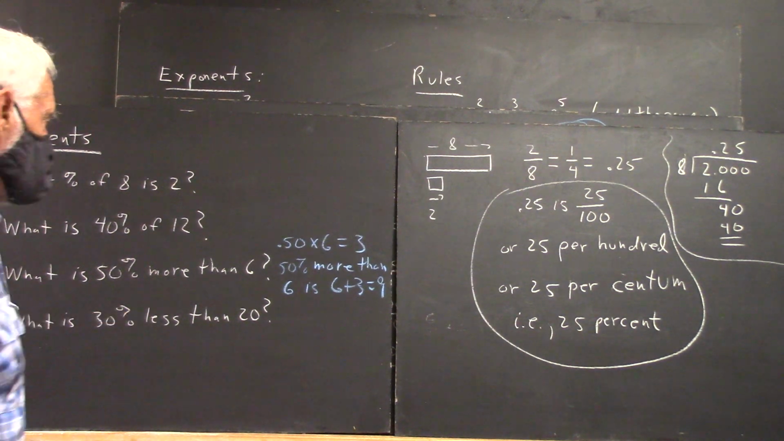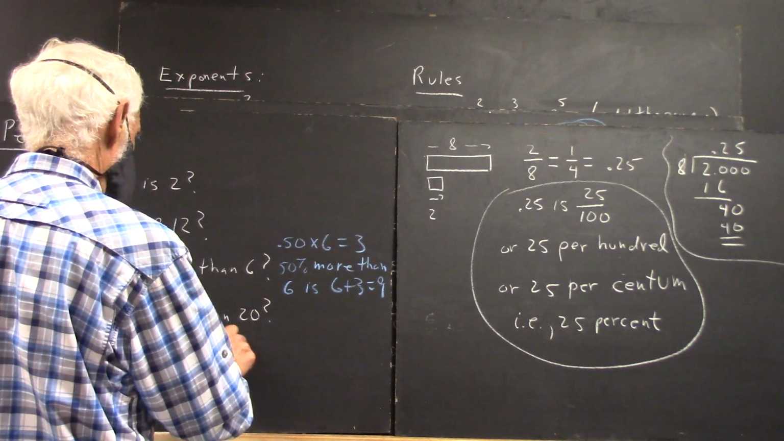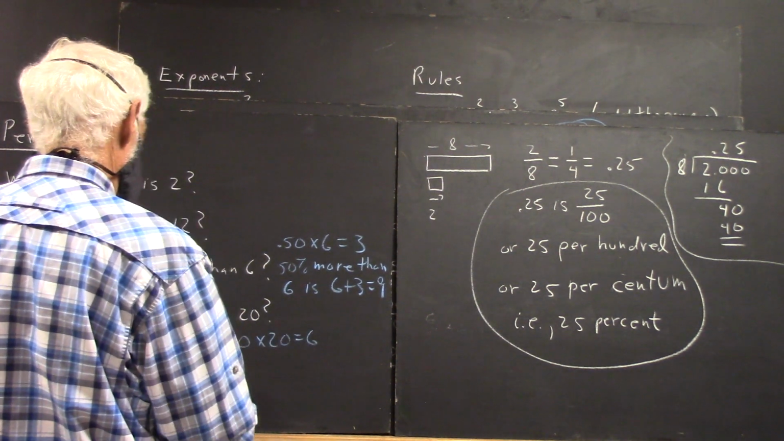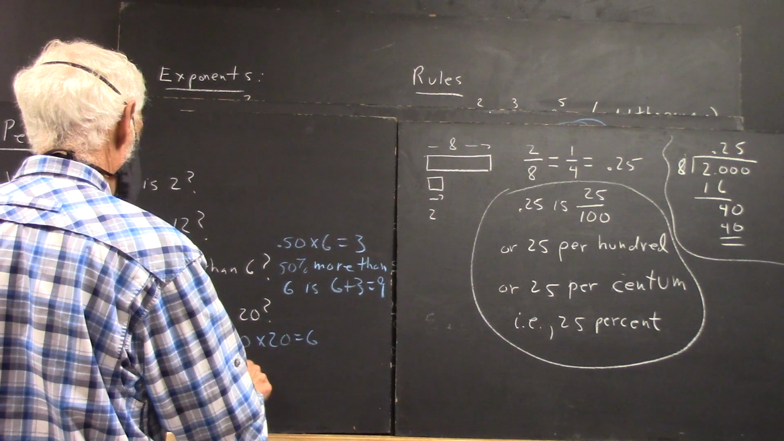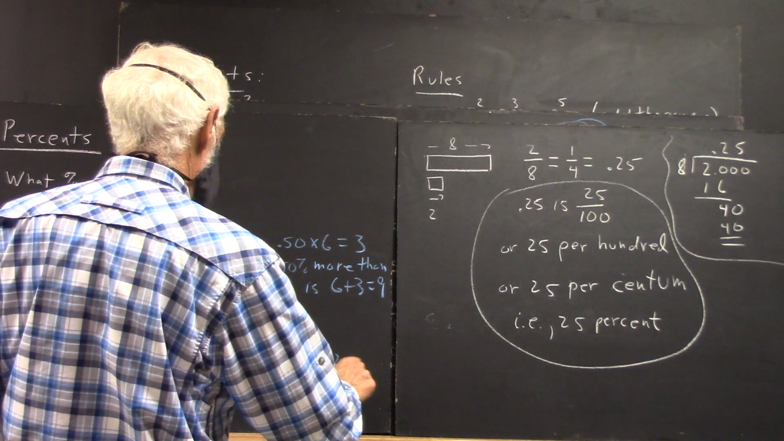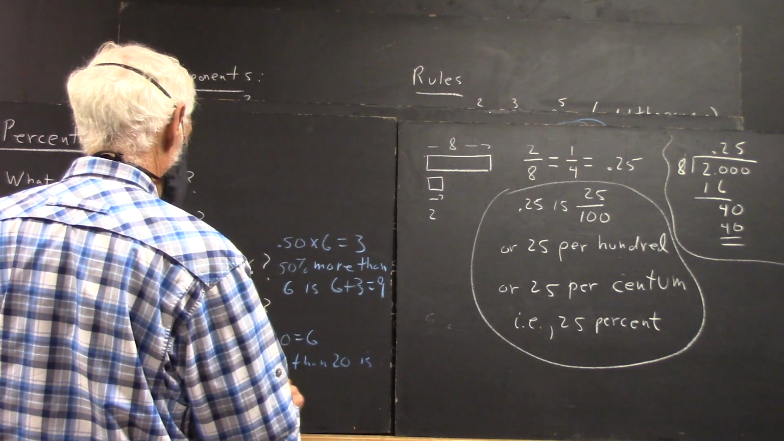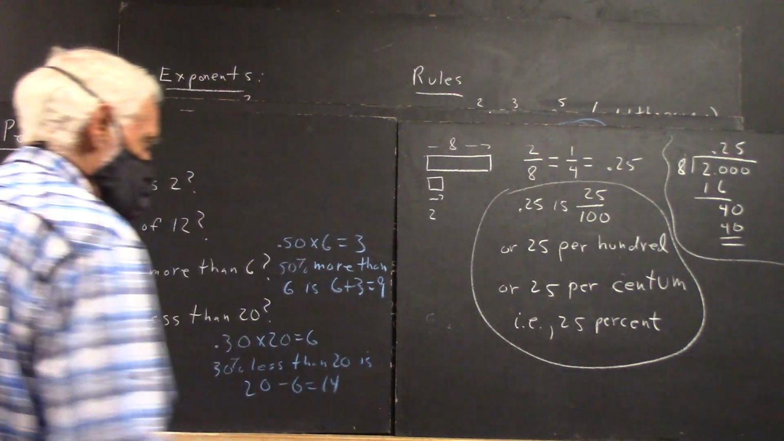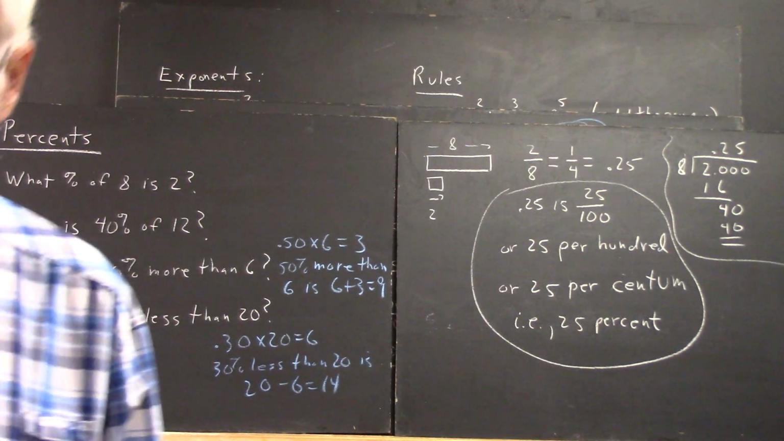And 30% less than 20. Well, real quickly, 0.30 times 20 equals 6. That's 20 minus 6, which is 14.